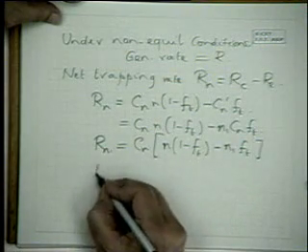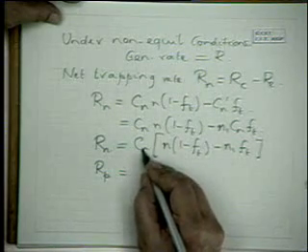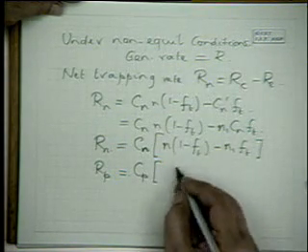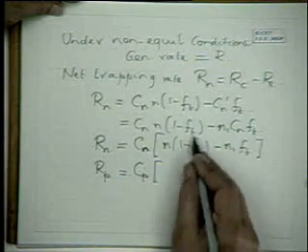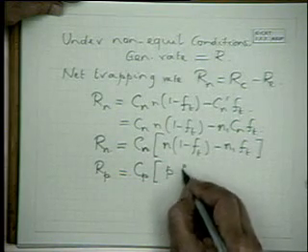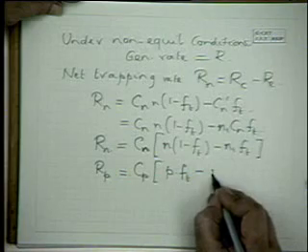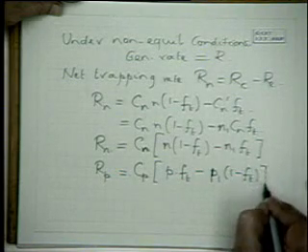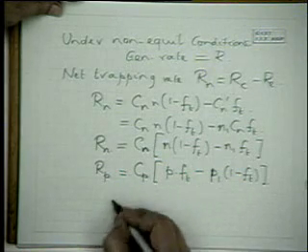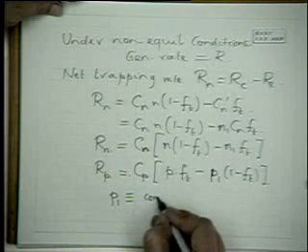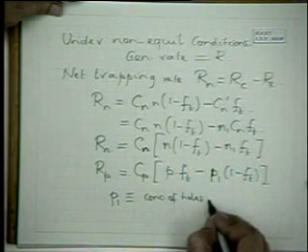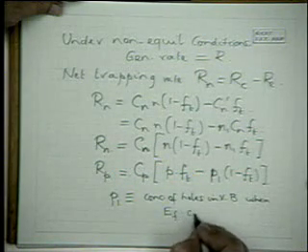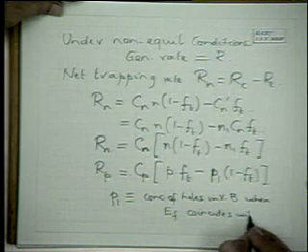Now, similarly, we can write the capture rate for holes. We replace all the n's by p's, and where electrons are occupied, the states will be empty for holes. So we replace 1 minus Ft by Ft, and this will be P1 corresponding to N1, and Ft will be given by 1 minus Ft. So this is just by symmetry, where P1 has the same definition. P1 is the concentration of holes in V band when EF coincides with ET.